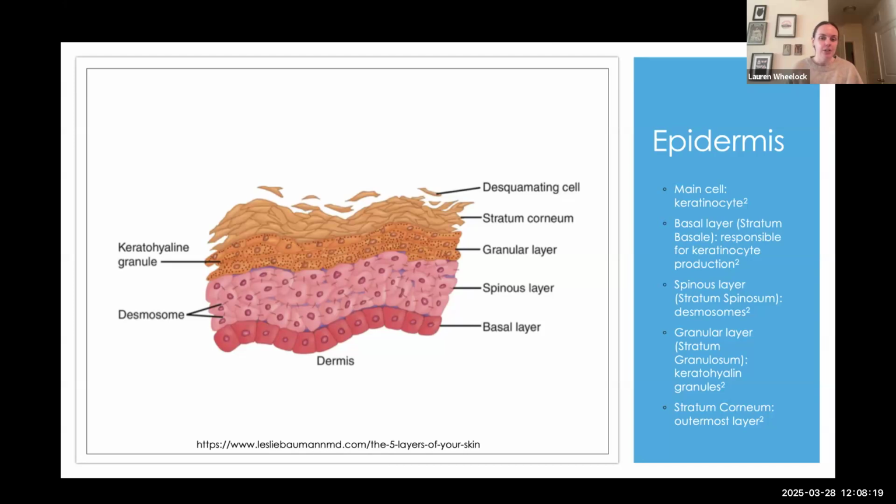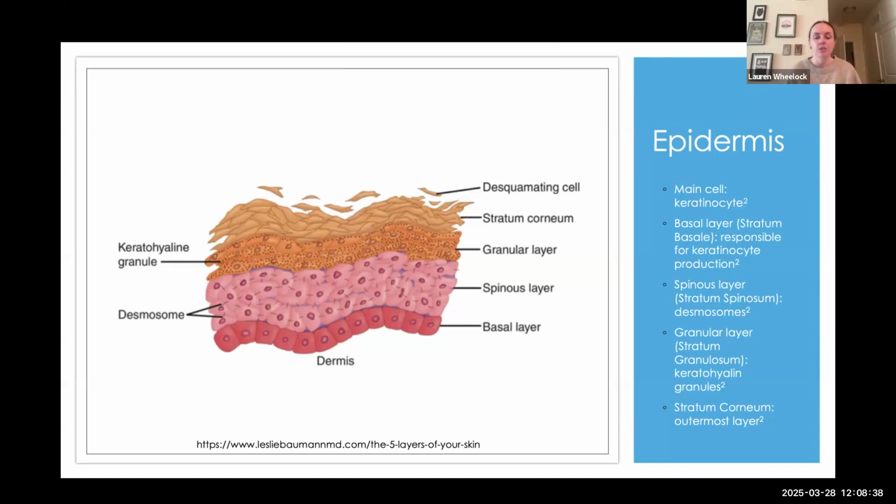Superficial to that is the granular layer. In the granular layer, keratinocytes will have visible keratohyalin granules, and those granules will form with filaggrin to form profilaggrin. Now, profilaggrin is responsible for giving the skin its barrier formation as well as providing strength.